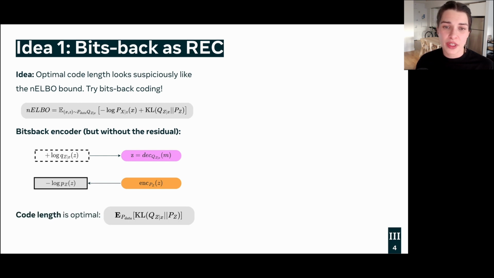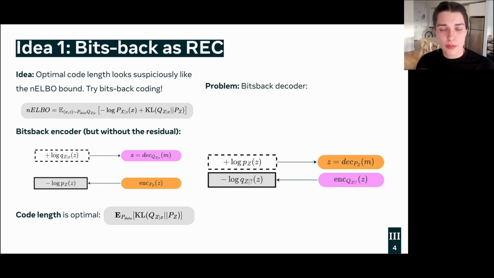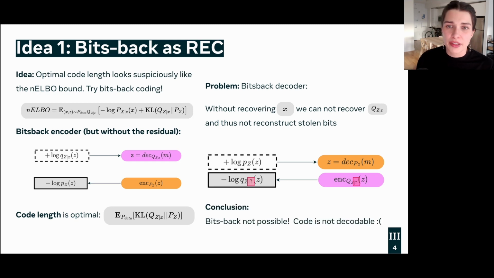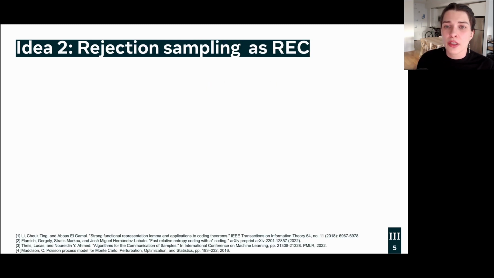But here's the problem. Let us check out the decoder of this proposal. First, we would recover our sample from Q. In order to now recover Q itself, we need X, but we do not have access to X because we never actually did encode it. Hence, bits-back coding is not applicable to lossy compression because it does not provide a uniquely decodable code. So let's try something else. Let's start with a method that will give us a valid codec, and we worry about the correct code length later. So we can develop a codec based on rejection sampling.